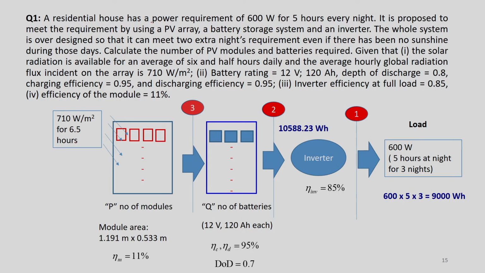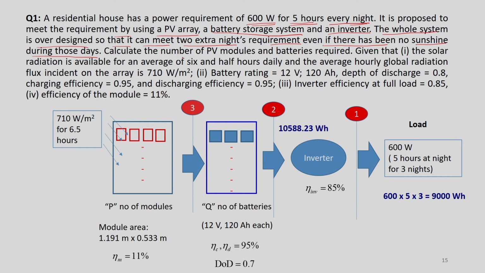A residential house has a power requirement of 600 watt for 5 hours every night, and it is proposed to meet the requirement by using a PV array, a battery storage system and an inverter. The whole system is over designed so that it can meet 2 extra nights requirement, even if there has been no sunshine during those days. So, we have to design for 3 nights.